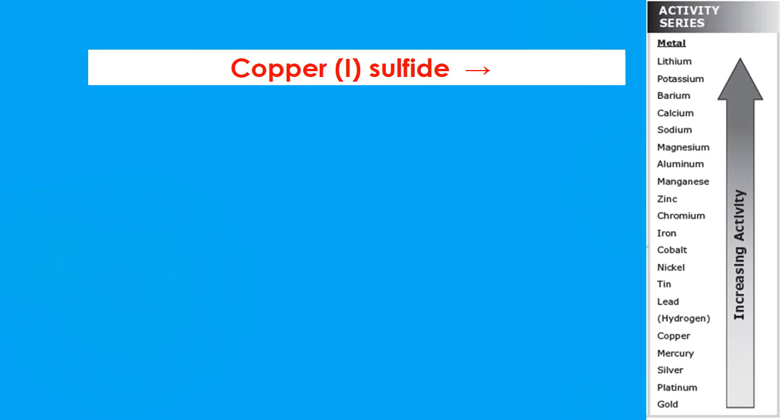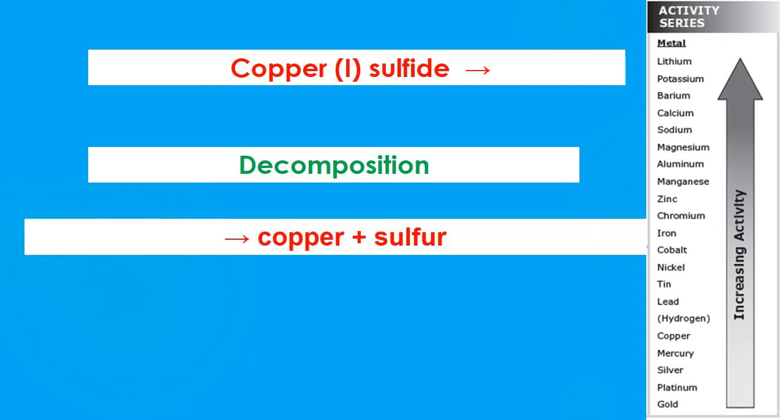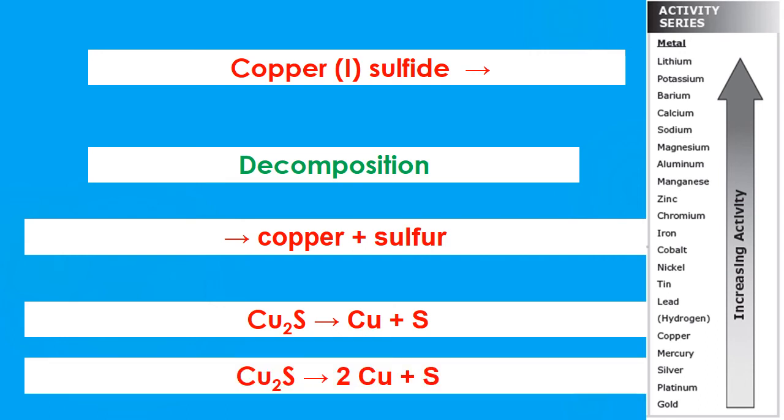All right, copper 1 sulfide. Since we're starting with one substance, that means we're looking at a decomposition reaction. So copper 1 sulfide will break down or decompose into its elements. So we get copper and sulfur. We write our equation, copper 1 sulfide, copper and sulfur. You see that we have 2 copper atoms on the left side as a reactant and 1 copper as a product, so we need to balance that equation, and this will be our balanced equation.